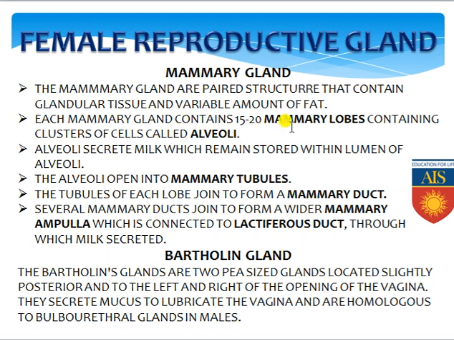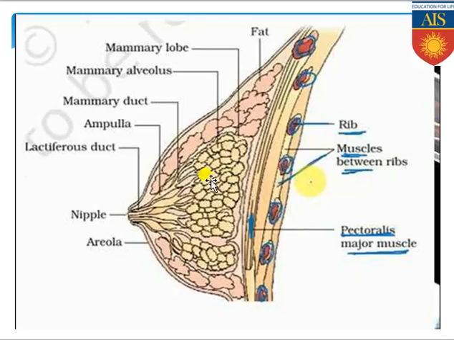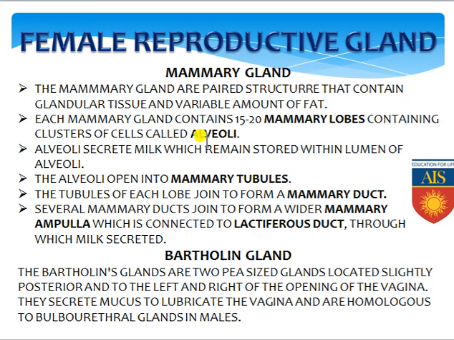So keep it in your mind, within the 15 to 20 mammary lobes, clusters of cells are present which are commonly known as alveoli. Alveoli secrete milk, which remains stored within the lumen of the alveoli. Another important point is that the mammary alveolar epithelial cells secrete milk which remains stored within the lumen of the alveoli. The lumen of the alveoli means that if you come out from the alveoli, you will see a lumen-like structure, and within that lumen the milk remains stored temporarily.